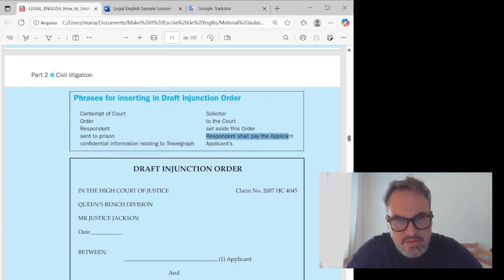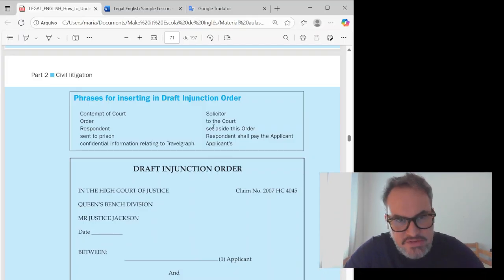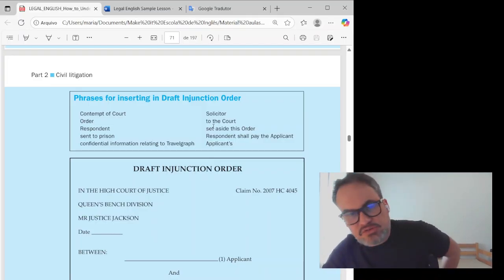Respondent shall pay the applicant. Deve pagar, o réu deve pagar ao requerente, o requerido deve pagar ao requerente, okay? And the applicant's, which would be in this case, it's probably a possessive case, right? Pertencente ao aplicante ou do aplicante em português. Do requerente, sorry.